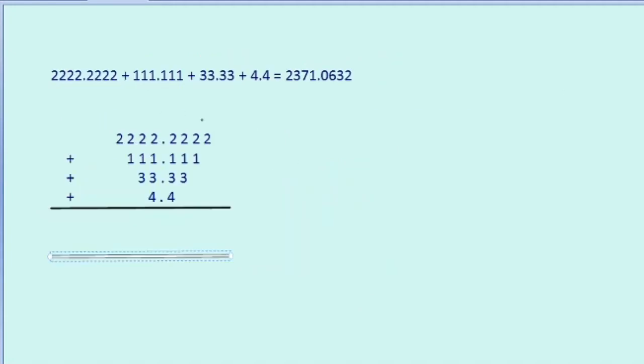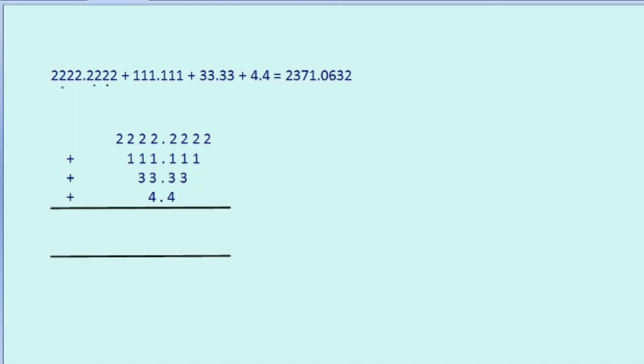Let me solve one more example. See, in this example, it is 2222.2222, plus 111.111, plus 33.33, plus 4.4. Okay. Now how do we do this?